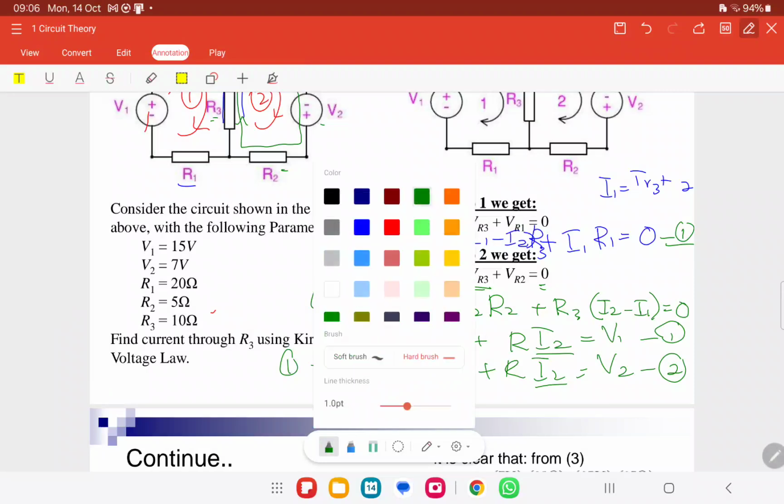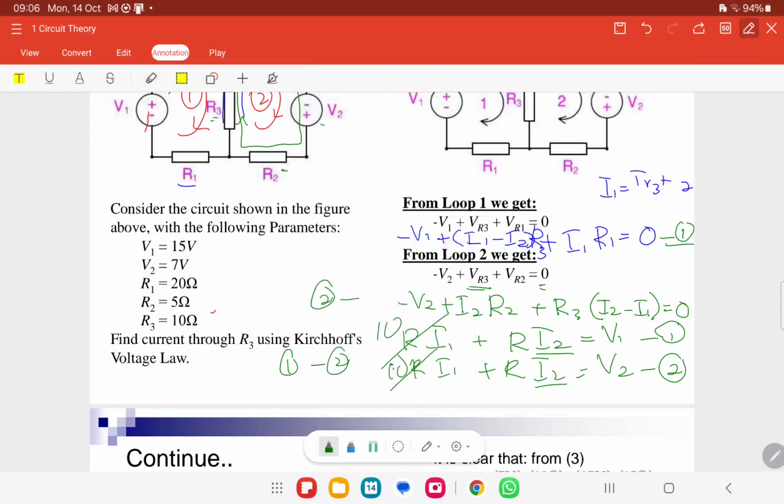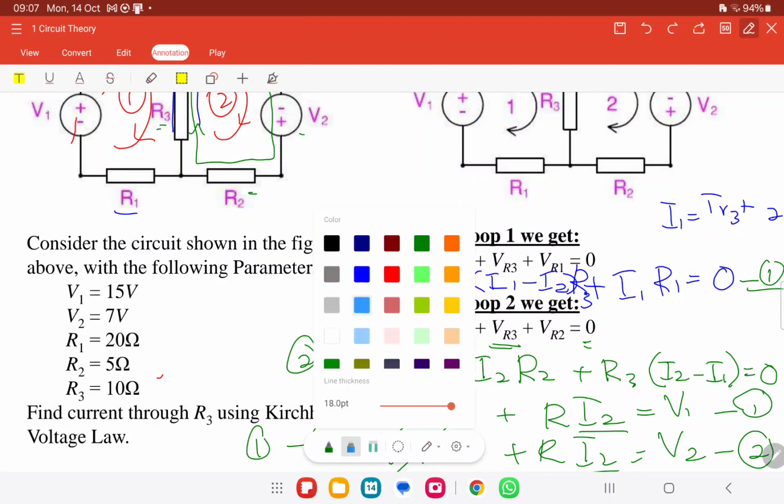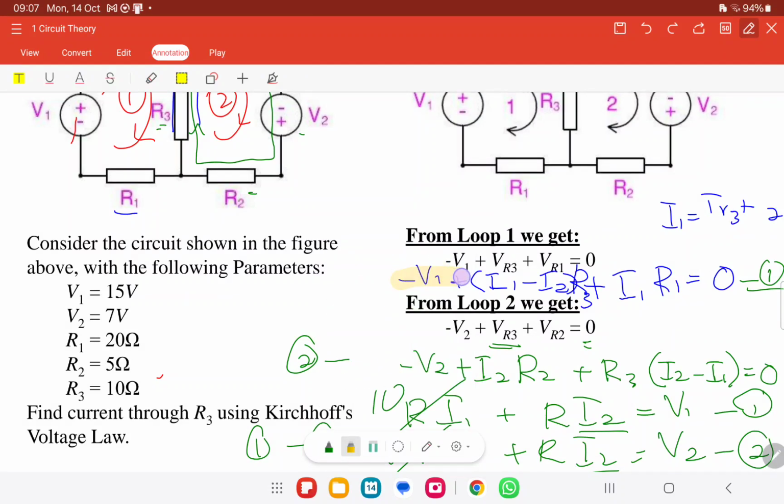Equation sekejap, saya tanda dengan color. Okay, equation, use this equation with this equation. Masukkan the value, get me the answer for I1 and I2.